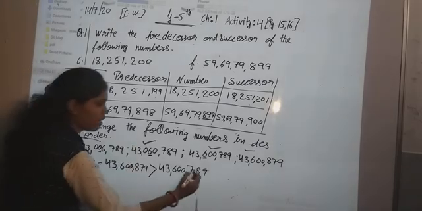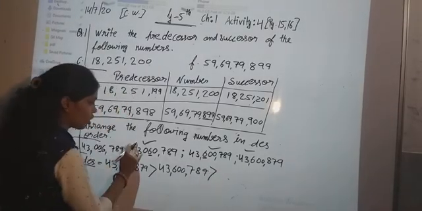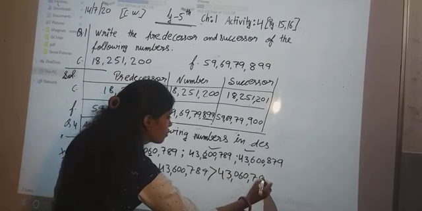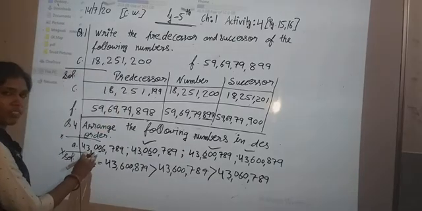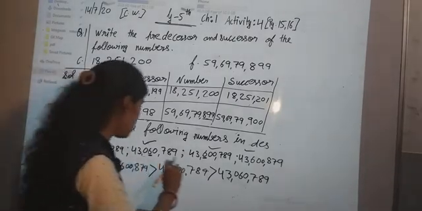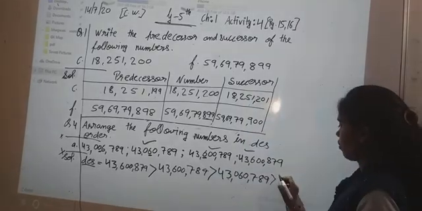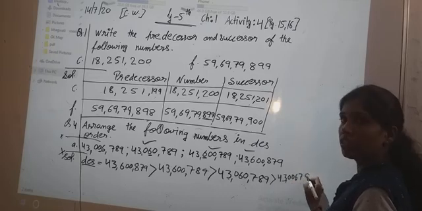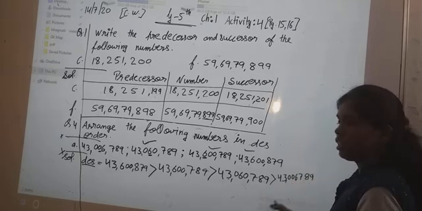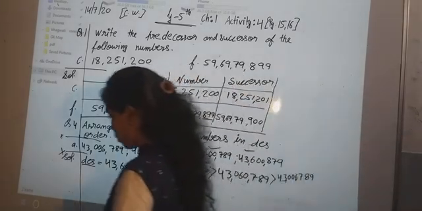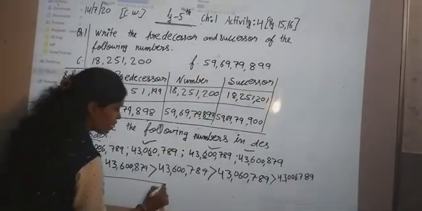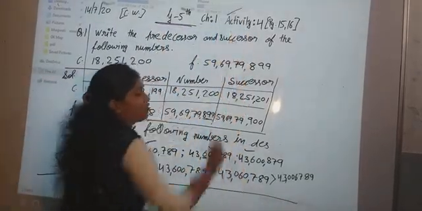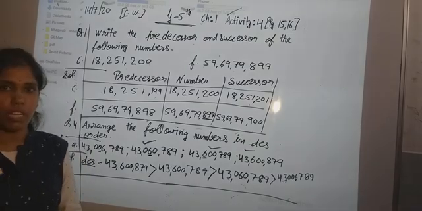In descending order we always write the largest number first. Okay students. Now the last number we have is this one. This was the descending order. So students, activity 4 is completed. We will continue in our next class. Okay students.